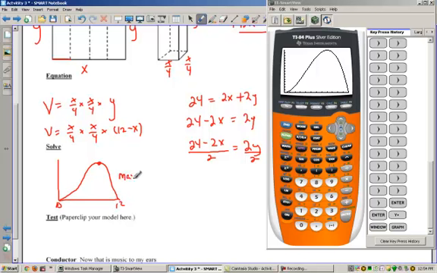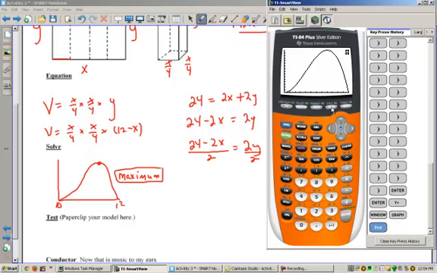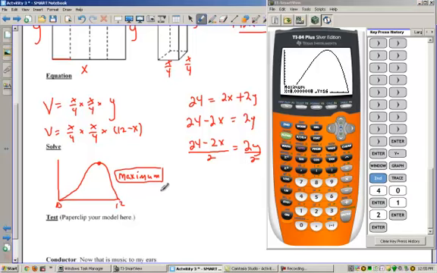To find it, I use the maximum button. So I hit second trace, go down to maximum, so number 4. Left bound, I can do this one, just hit 0 for the left bound. Right bound, 12 is certainly to the right. And so hit enter, and give it a guess, just hit enter again, and I get my maximum volume, because it says find max volume, so volume is equal to 16 inches cubed. So that's my final answer.